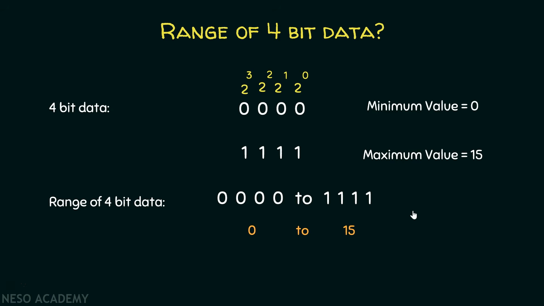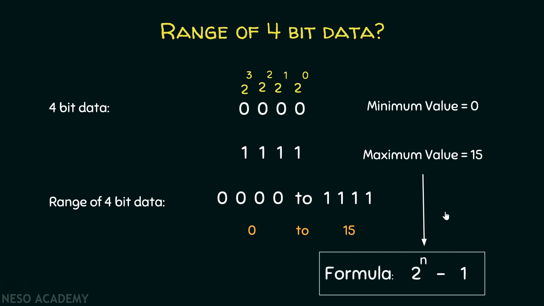But there is one more formula available to calculate the maximum value, and that is 2 raised to the power n minus 1. Suppose you have 32-bit data, then adding all these place values and multiplying with their digits is quite difficult. Then this formula is quite handy to apply. Here, by replacing n equal to 4 for 4-bit data, you get 2 raised to the power 4 minus 1, which is 16 minus 1, and that finally gives the value 15, which is our maximum value.